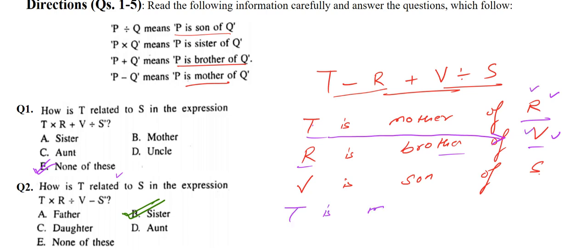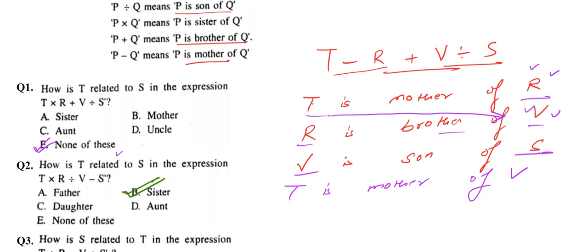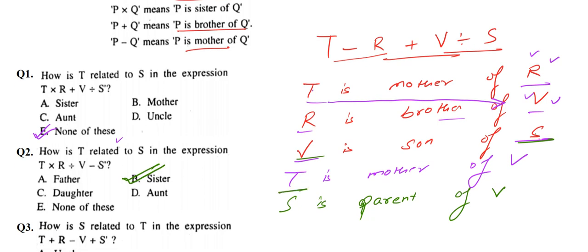So T is mother of V, and you can see V is son of S. Since V is son of S, we don't know the gender, but we can say S is parent of V. So you can see here T is mother of V and S is also a parent of V. So it clearly says that S is the father of V, because T is already the mother of V and S is also a parent of V.